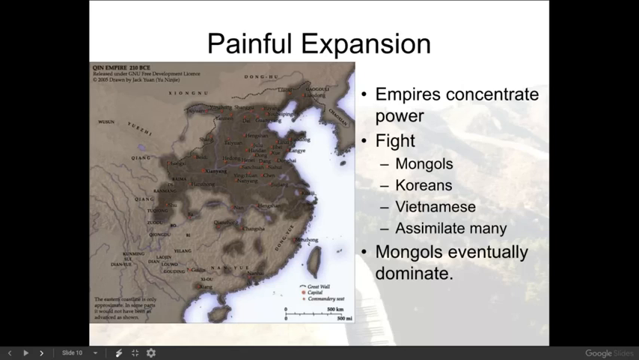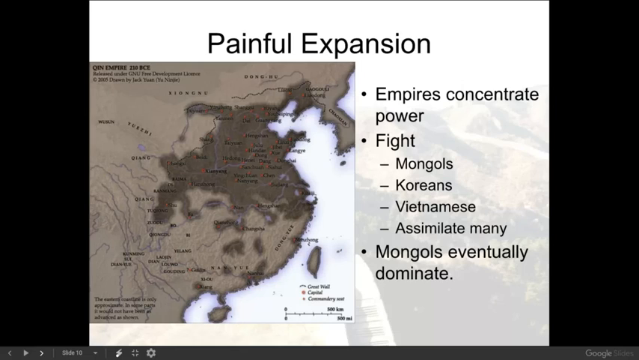Empires tended to concentrate power. So each one of those new dynasties that came along, they attempted to concentrate power in one single place. So they tried to put down dissension, people that disagreed, especially if they were from a different ethnic group. And so throughout Chinese history, you will find evidence that they had fought lots of people that still exist today.